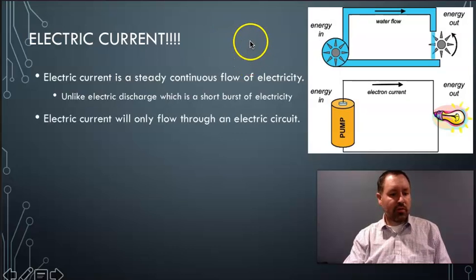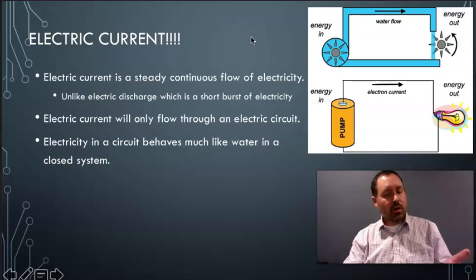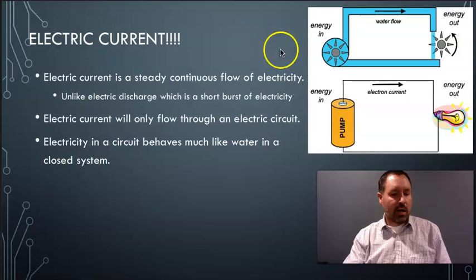Electric current will only flow through a closed electric circuit. So if you don't have an electric circuit, the electricity is not going to flow. Electricity behaves kind of like water in this case. And if your circuit is not closed, the water is going to leak out somewhere. Same thing with electricity. If the circuit is not closed, the electricity cannot flow from place to place.